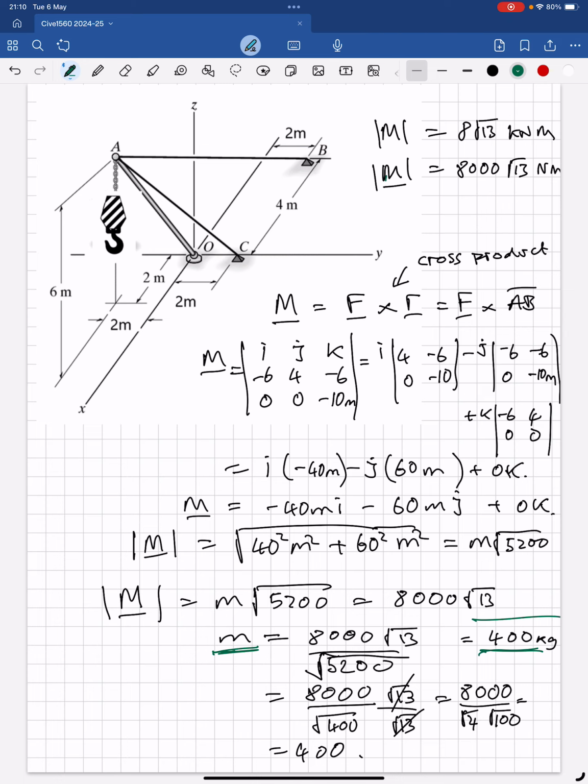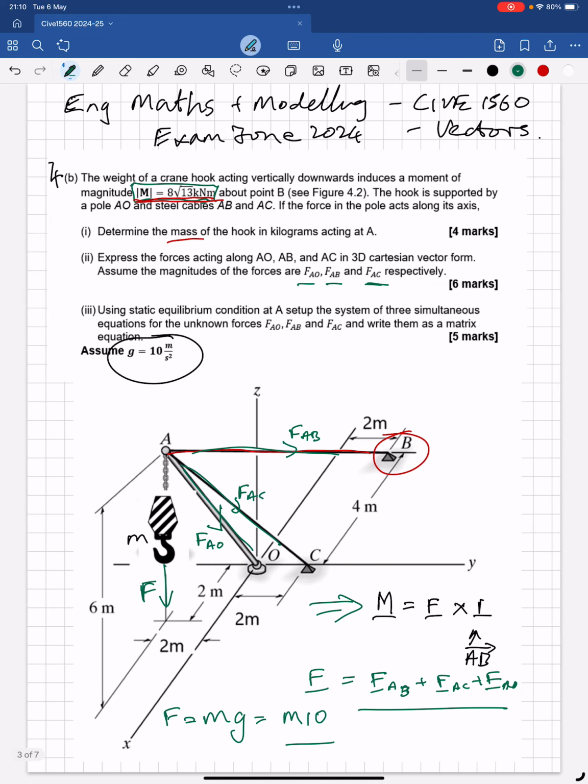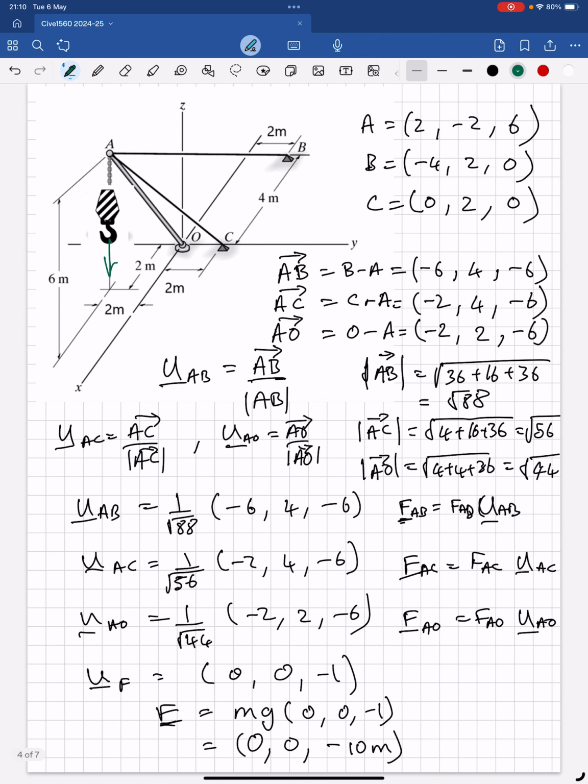But this is the answer. What was the next part of the question? It says, express the forces along AO, AB, AC in 3D Cartesian vector formats. Well, these are dead easy because we've already calculated our unit vectors. It's these three that we need to write down, and that's the answer for part B.